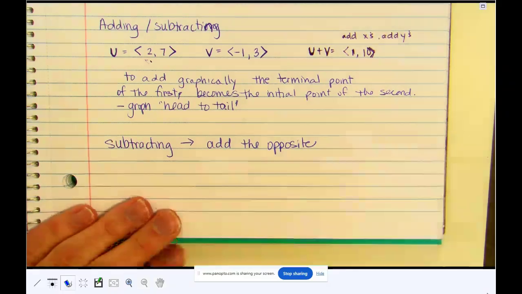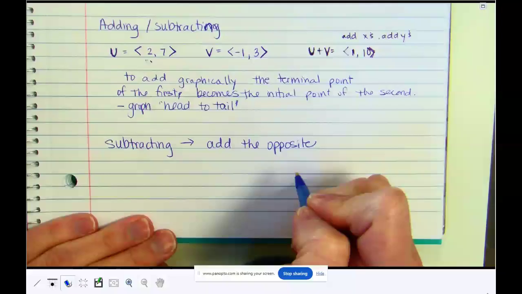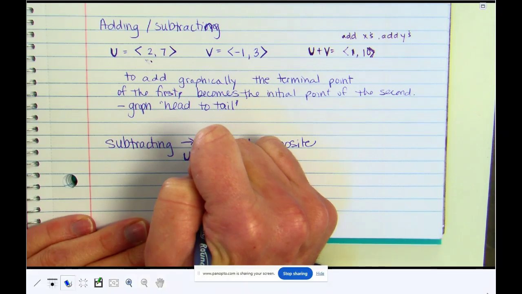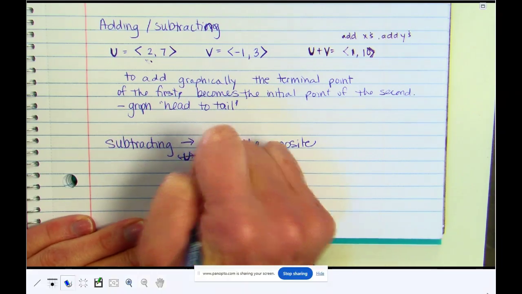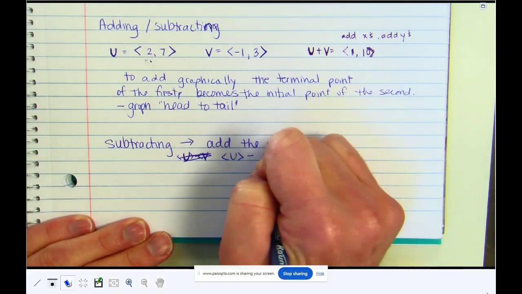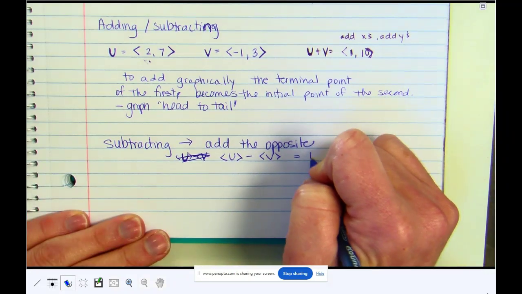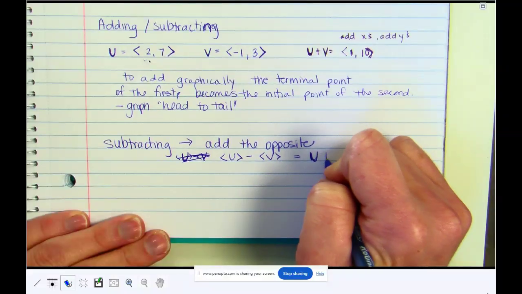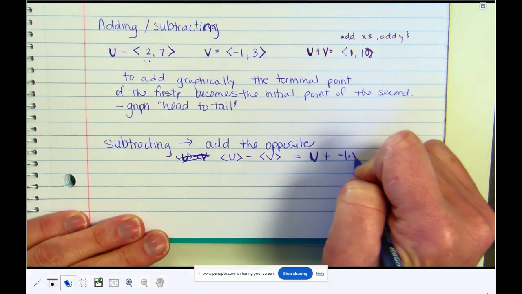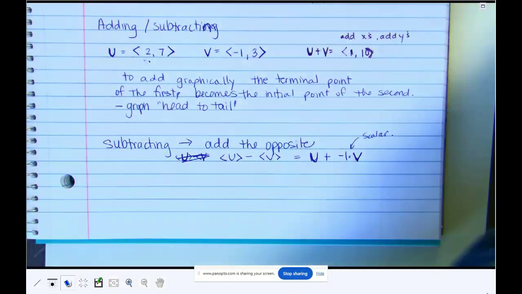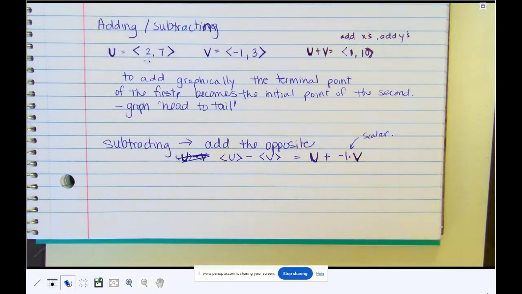Okay, so let's say, let me write it out. So vector U minus vector V, I should have just put in bold, is actually equal to vector U plus -1 times vector V. Okay, so that's scalar multiplication in there. So let me show you that one on here. And then that'll be it.